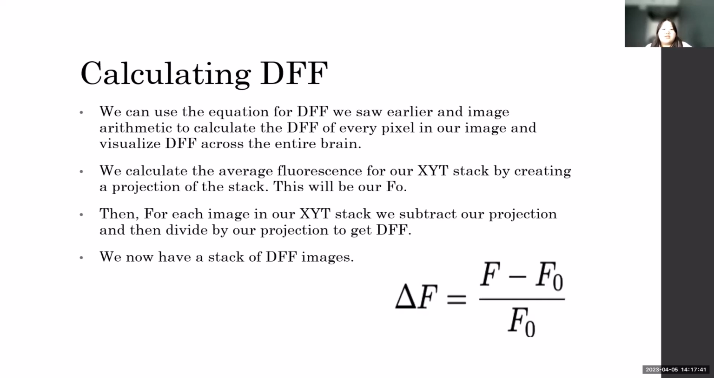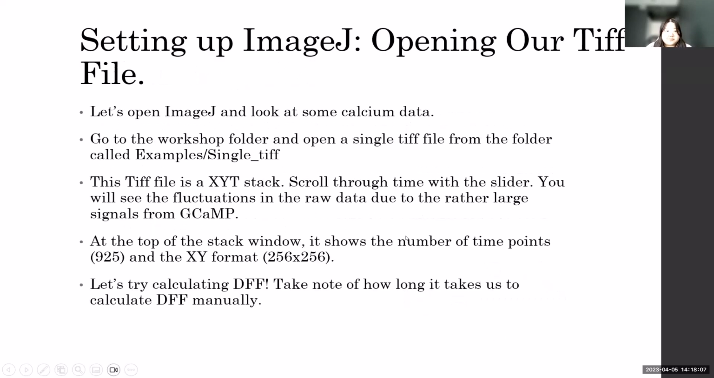So we can calculate the average fluorescence for our XYT stack by creating a projection of the stack. This will become the F0. Then for each image in our XYT stack, we will subtract our projection and then divide by our projection to get the DFF. So that's F minus F0 divided by F0, and this will give us a stack of DFF images.